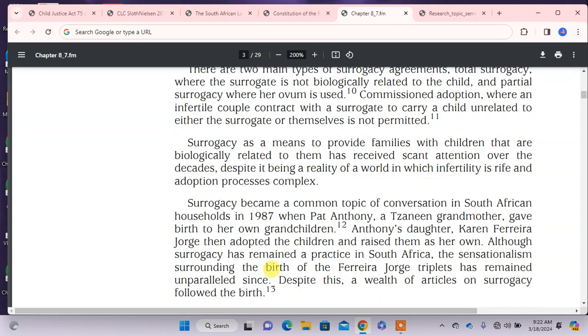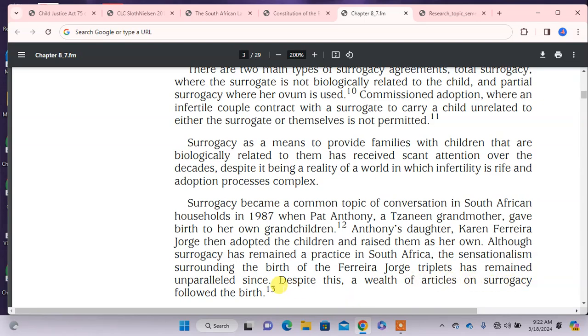Surrogacy became a common topic of conversation in South African households in 1987, when Pat Anthony, a South African grandmother, gave birth to her own grandchildren. Anthony's daughter, Karen Ferreira-George, then adopted the children and raised them as her own. Although surrogacy has remained a practice in South Africa, the sensationalism surrounding the birth of the Ferreira-George triplets has remained unparalleled since. Despite this, a wealth of articles on surrogacy followed the birth.